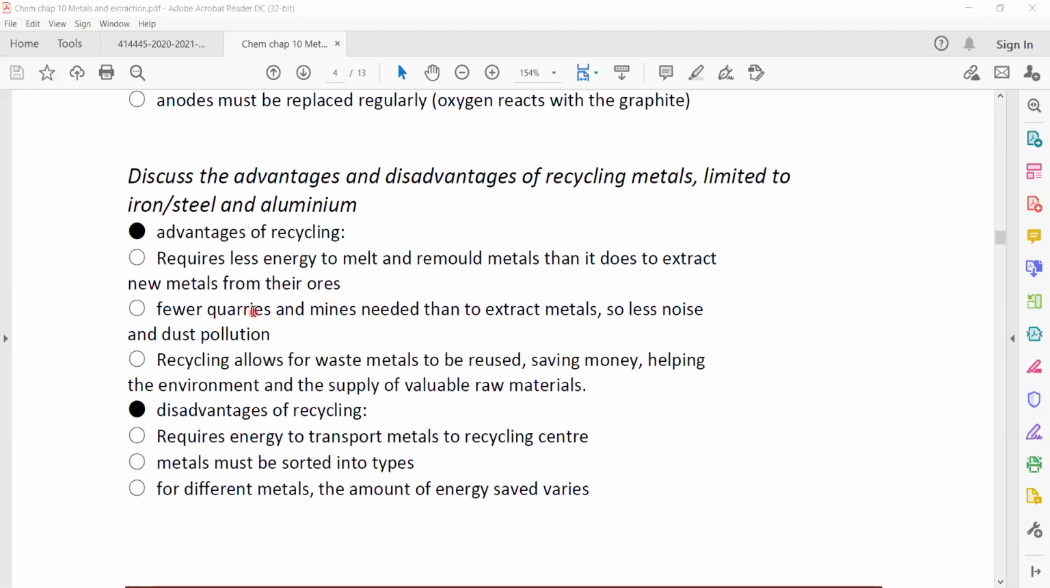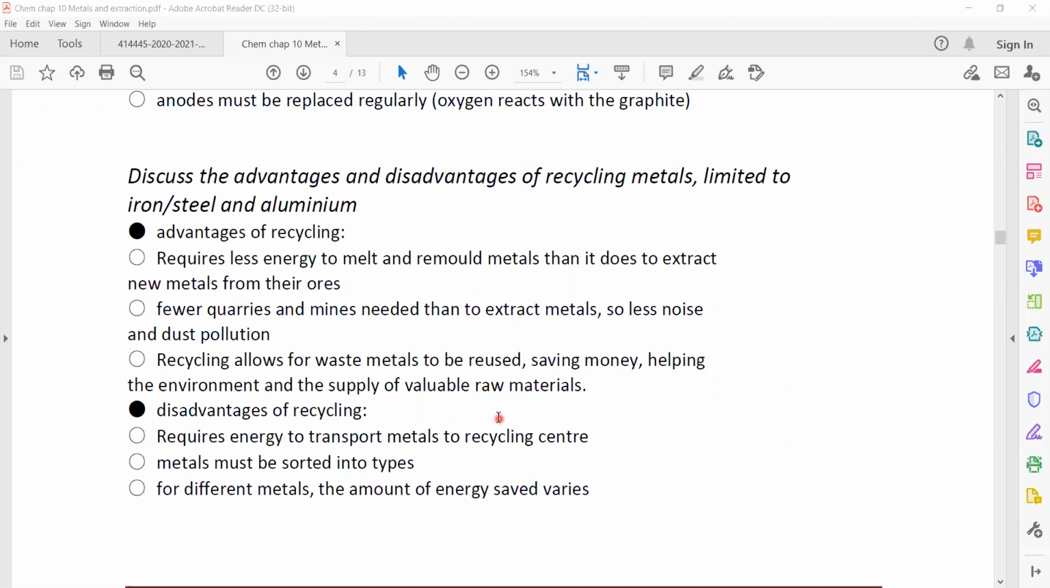And we have a limited supply of the metals which we are extracting. Few quarries or mines are needed to extract the metal, so there is less noise and dust pollution. Recycling allows waste metal to be reused, saves money, helps the environment and supplies valuable raw material. But what is a disadvantage? It requires energy to transport or sort out the metal.